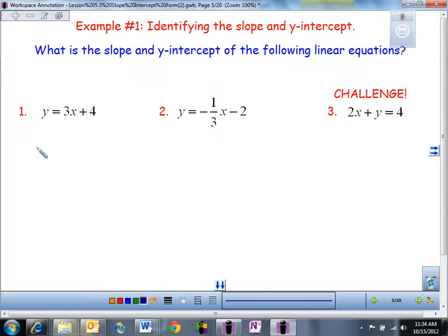So let's go through these, identifying the slope and y-intercept. So in number 1, our m value is 3 and our b value is 4. And we're just coming from that general equation, y equals mx plus b. So in number 2, write down what you think. In number 3, write down what you think.